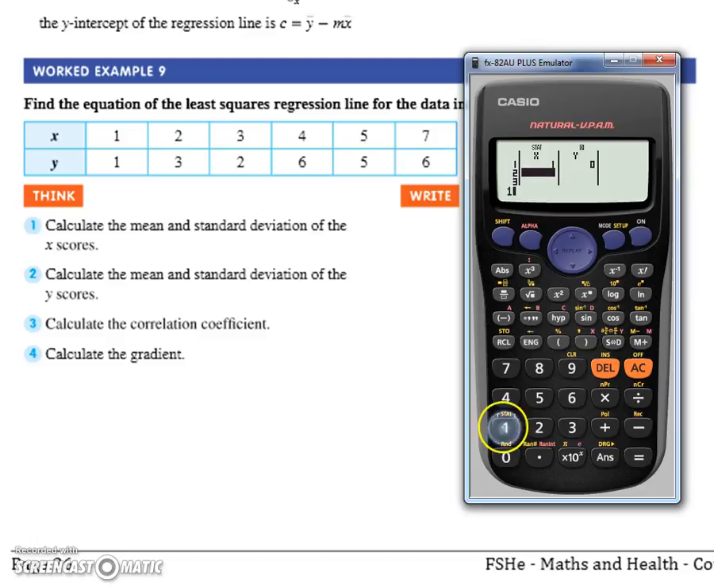1 equals, oh no, go back. That's 2. I'm just working all the X's first, so 1, 2, 3, 4, 5, 7. Then I go up and I'll do the Y's, which is 1, 3, 2, 6, 5, 6.